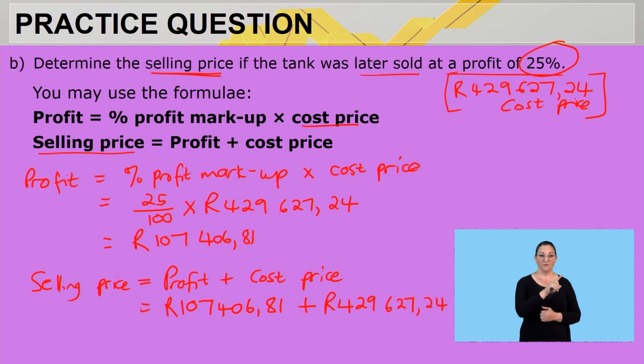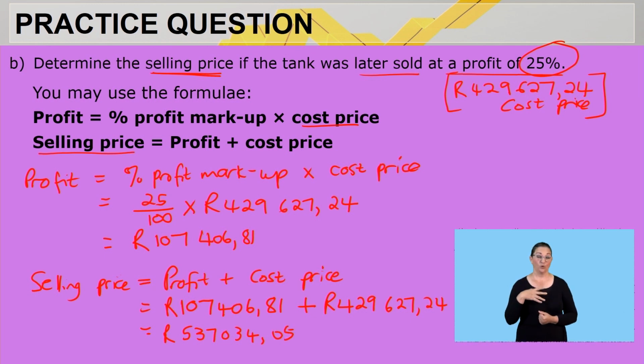Let me add the two amounts together. So it's 107,406 rand and 81 cents plus your 429,627 rand and 24 cents. Okay, let me just add that again: 107,406 rand and 81 cents plus 429,627 rand and 24 cents. That will give us a selling price of 537,034 rand and 5 cents.